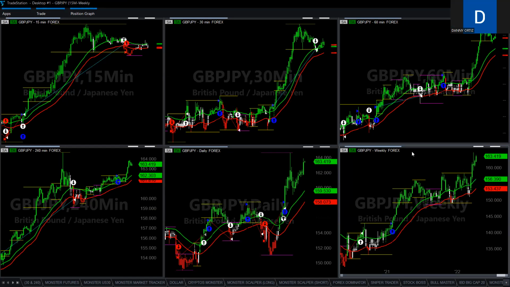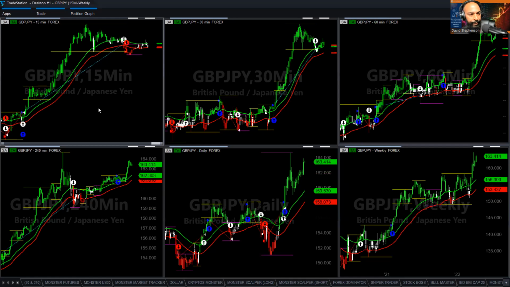Check this out. All right, so here's the weekly, right? Markup phase, right? Here is the daily, right? Here is the 240, right? Look at this, buy signal here, buy signal here, buy signal here, all right? So weekly, daily, 240 here, that's the 60-minute buy signal right here. Look at the price action here, 30, 15. And then you can change that 15 to 5-minute right here.